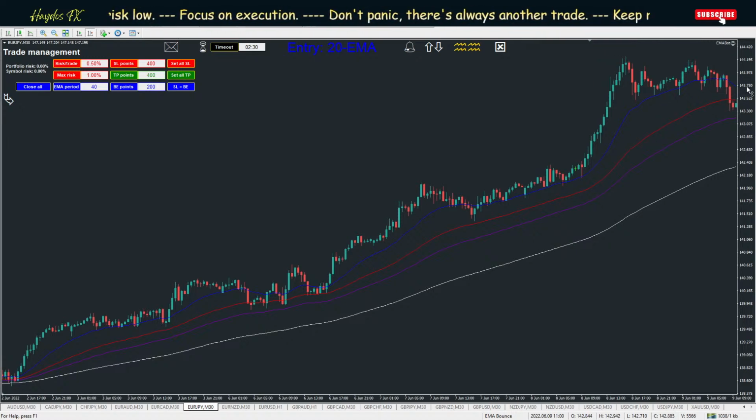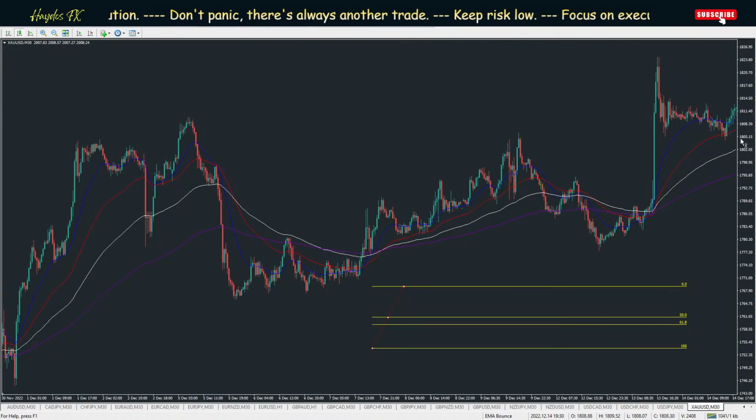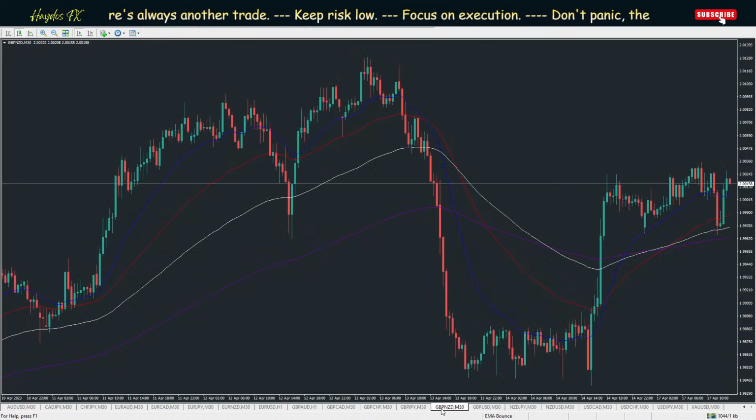Yeah, so JPY is going to be slightly different. Gold is the same. Gold is 6 numbers, so one pip is point something. It's the 5th number. Pound New Zealand, see, there's 6 numbers.